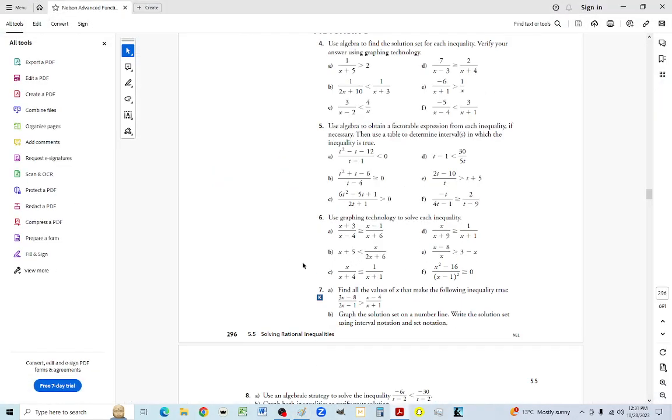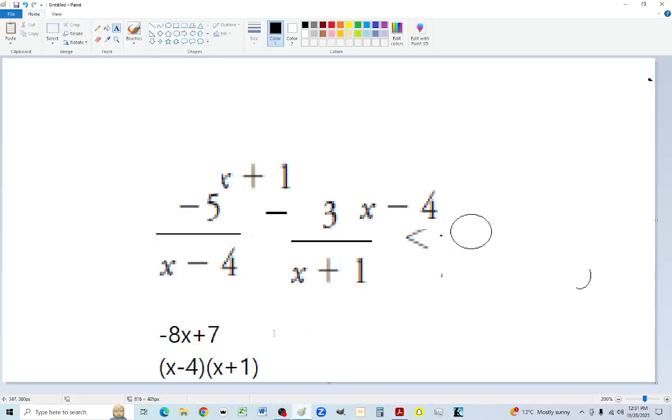And they keep testing you over and over and over again. So really, these are figuring out the factors. That's what they're testing you on in number 5. They're making sure you can still factor.